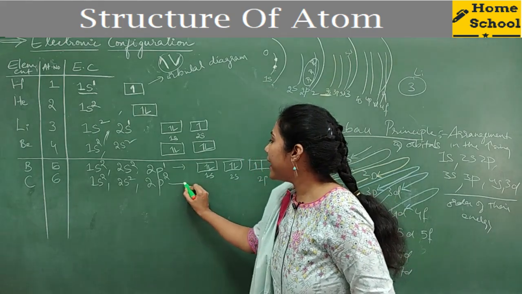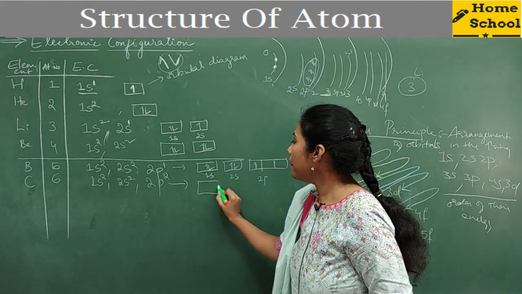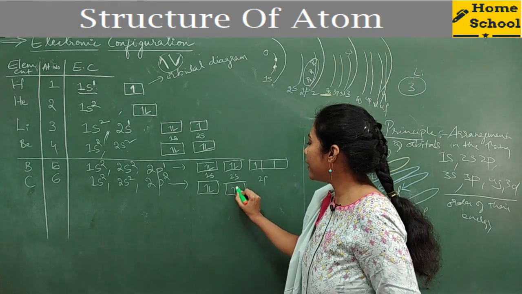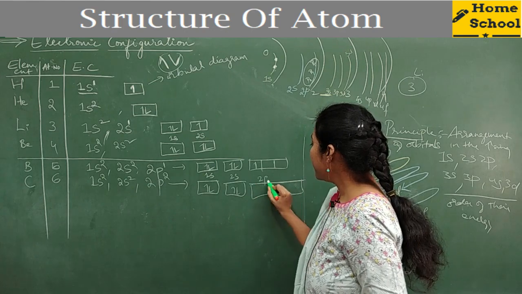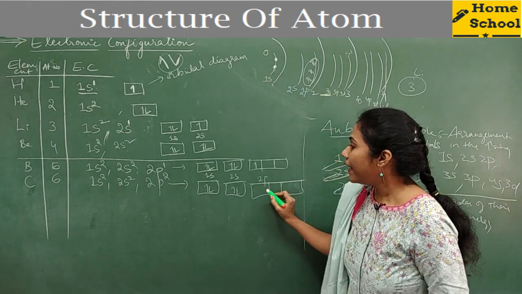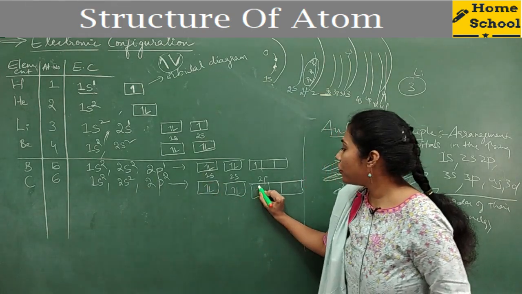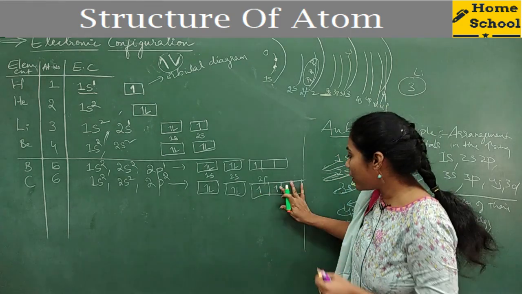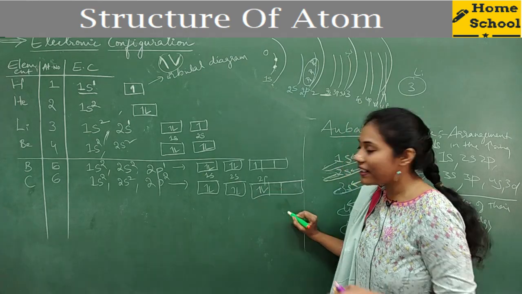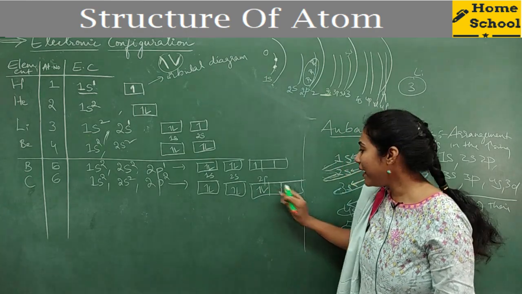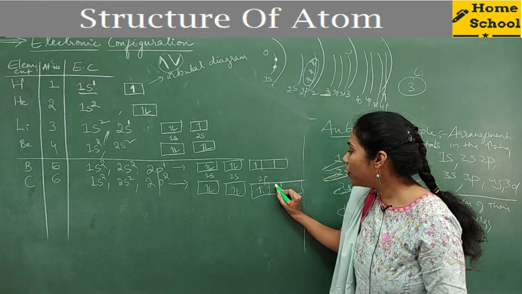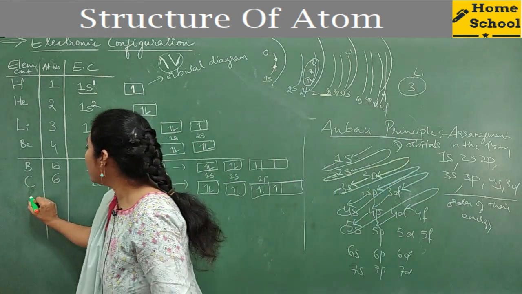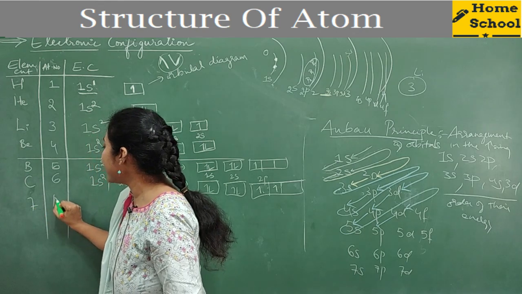Now the orbital diagram for carbon, how do you draw? Here 2 electrons in 1s, 2 electrons in 2s, and for 2p we have to draw 3 boxes. You see 2 electrons are there. This is the first electron, this is the second electron. You are not supposed to put the second electron here as a pair-up condition. The second electron has to go here. Clear? Fine.